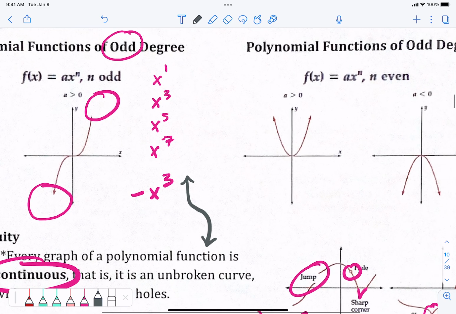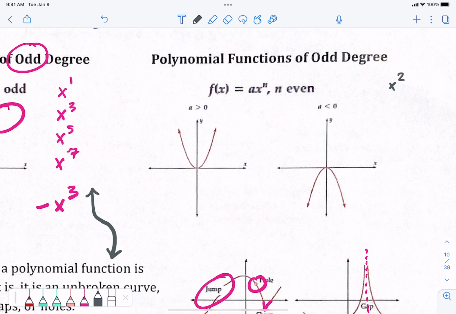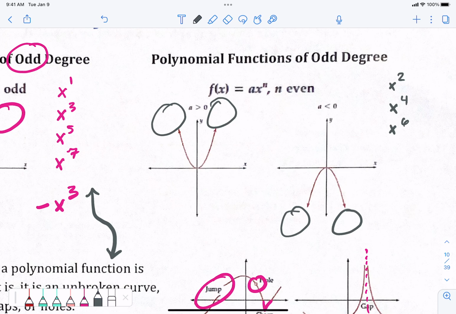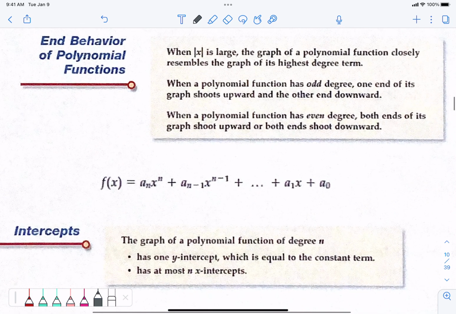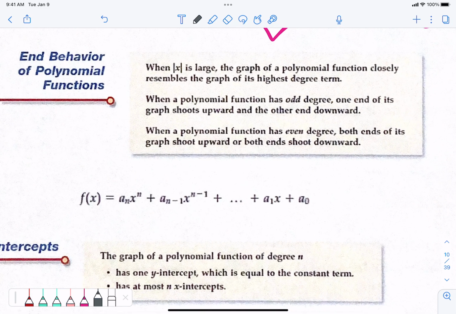It's going downhill. Even functions, which would be like x squared and x to the fourth and x to the sixth and so on, they're going to go the same direction. So either up and up or down and down. When is it down and down? When it's negative, like negative x squared. That's what this one is, down and down. This would be a positive x squared, up and up. We know that. The end behavior is determined by whether it's positive or negative and by the degree. If it's odd, it goes opposite. If it's even, it's the same direction. All right, end behavior of polynomial functions, we just discussed that, odd and even.